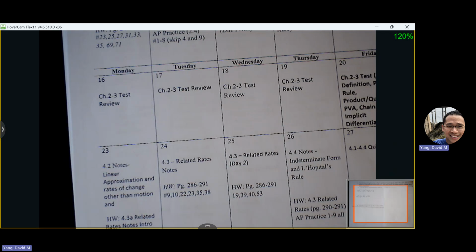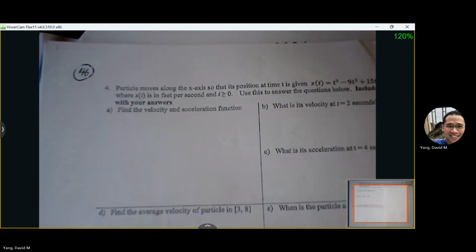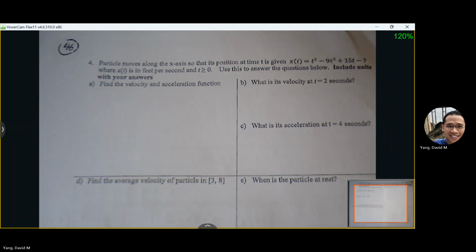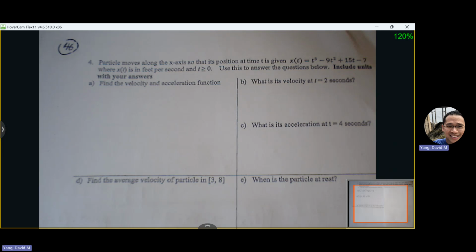Okay, last page, page 46. Number 4, a particle moves along the x-axis, so that its position at time t is given by x of t, where x of t is in feet per second and t is greater than or equal to 0. Include units with your answer.